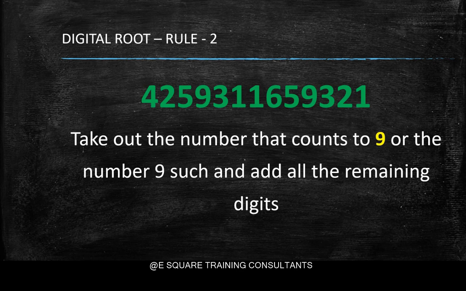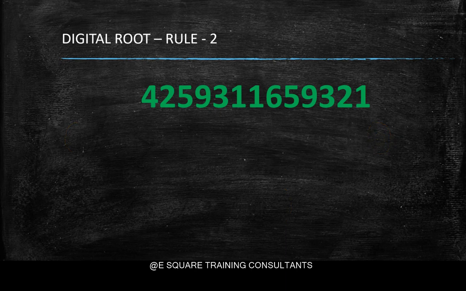So for this, I'm going to move to rule 2 when it comes to digital root. In this rule 2, the number 9 is supposed to be the hero of this concept called digital root, because you would be removing the 9s in any given number. The definition says: take out the number that counts to 9, or the number 9 as such, and add all the remaining digits. This is going to be quite confusing, so I'm moving over to the next slide to give a clear explanation.